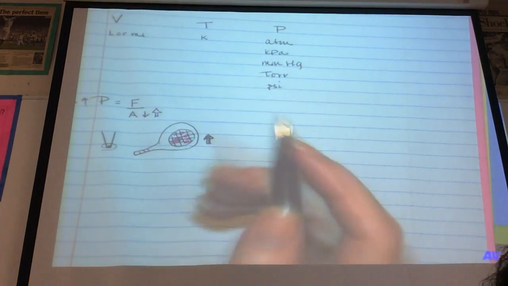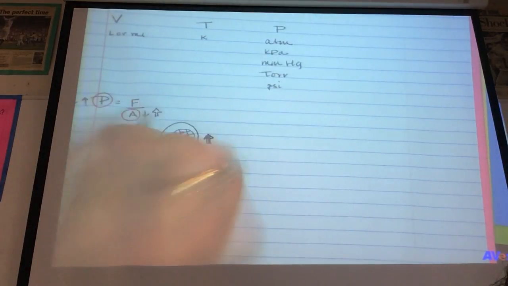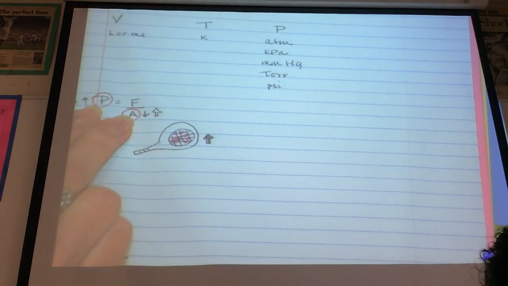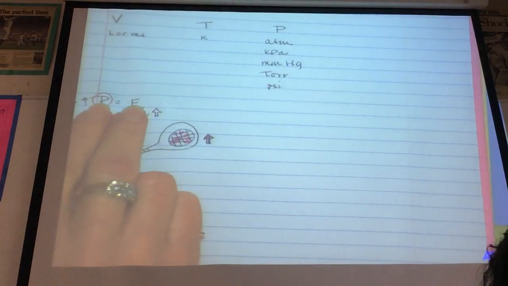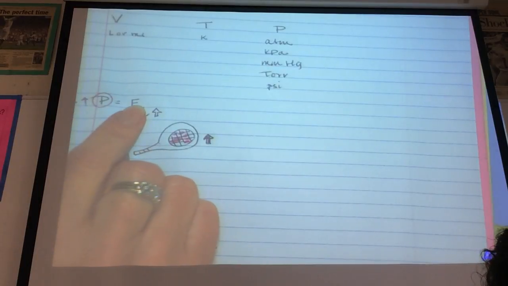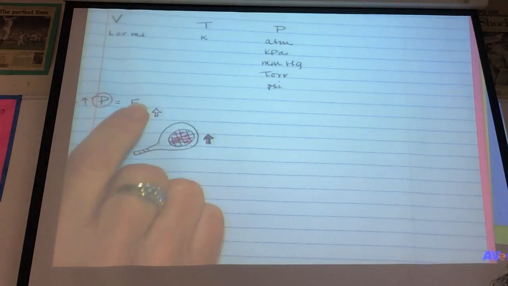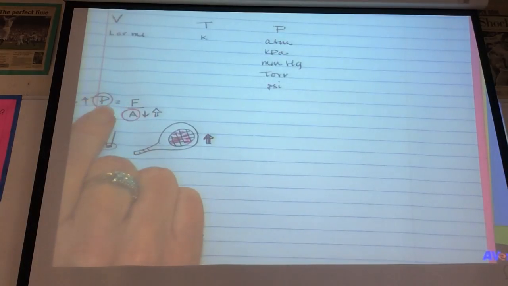In any event, pressure and area. Pressure and area are inversely related. As one increases, the other decreases. Pressure and force are directly related. Force is equal to mass times acceleration. So the greater the mass, the greater the force. The greater the force, the greater the pressure.